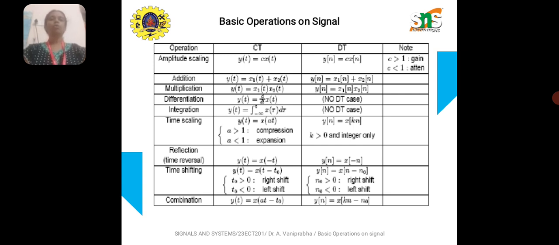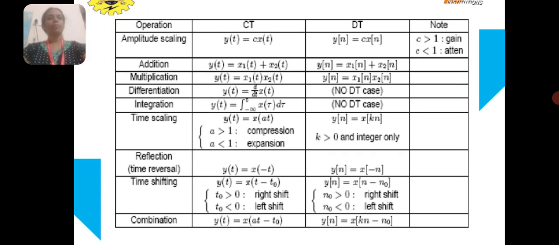Next are the basic operations on a signal. What are the major operations that can be performed on a particular signal? As we do regular operations in mathematics, the same can be achieved here also. That is scaling, addition, subtraction, shifting, and reflection, everything. So what is scaling? Scaling is nothing but either increasing or decreasing by a certain amount of value.